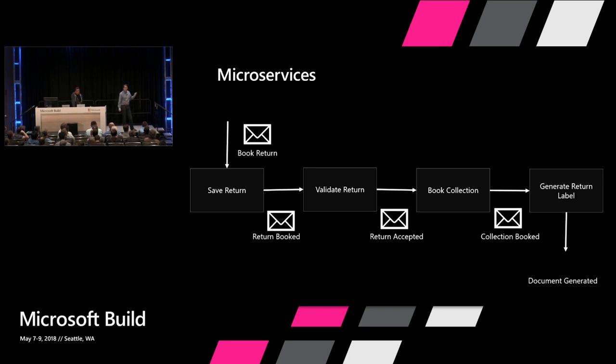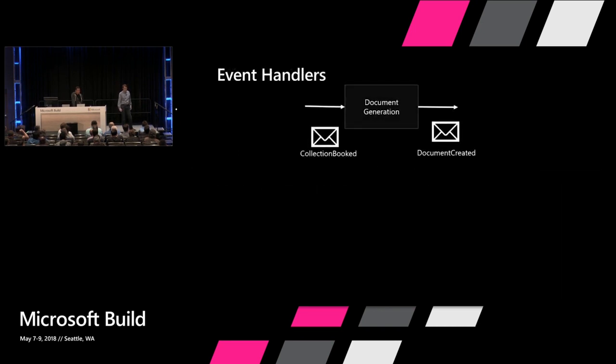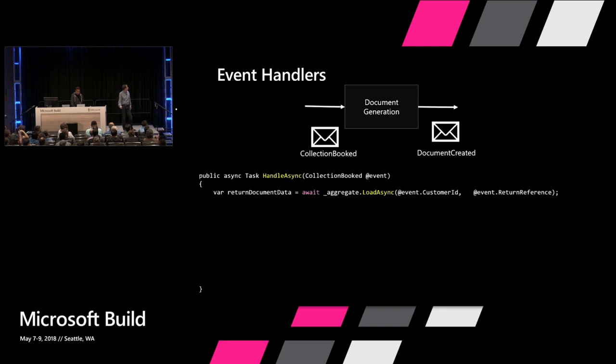In the past, we used Azure Service Bus as our transport to pass these messages around, but now we use the Cosmos DB change feed, and we choreograph these processes together to build out the workflow. If we look at a typical handler, this is one of our services here. So when the collection's booked, it's going to go into a document generation service and then emit a document created event. So here's our handler.